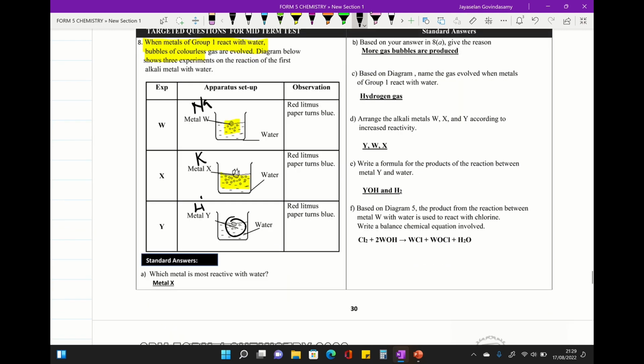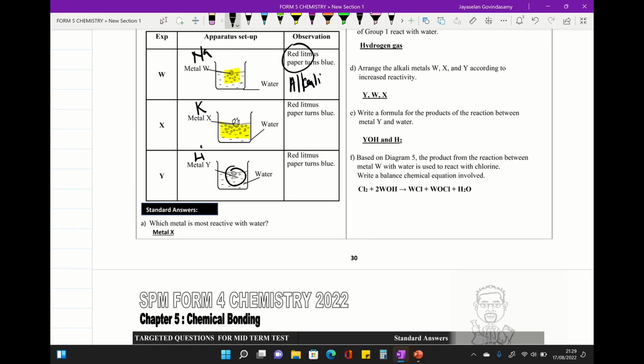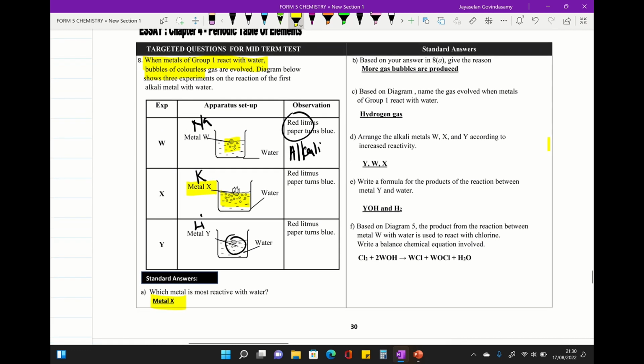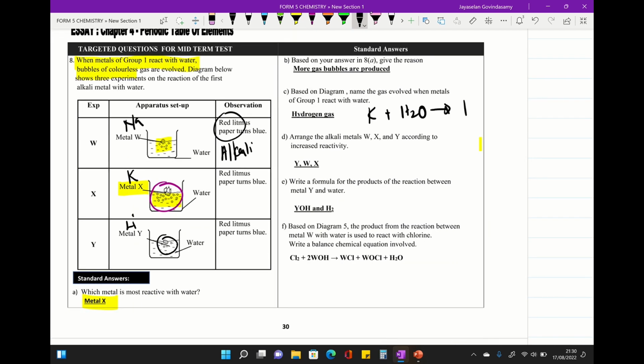The red litmus paper turns blue, which means an alkaline solution is produced. Which metal is most reactive? The most reactive metal is metal X. Based on the answer, give the reason: here we can see a lot of colorless gas bubbles released, so more colorless gas bubbles are produced. Name the gas evolved: when potassium reacts with water, we get potassium hydroxide plus hydrogen gas.